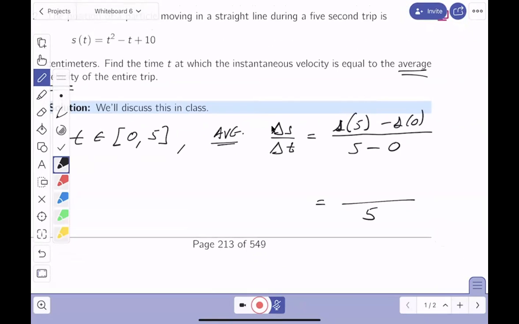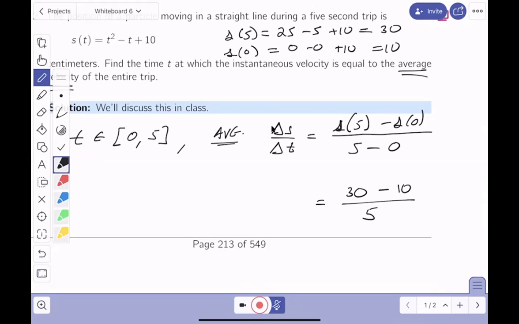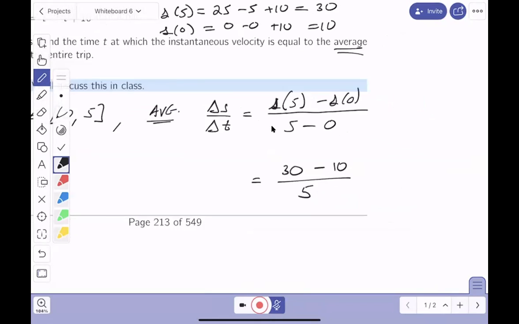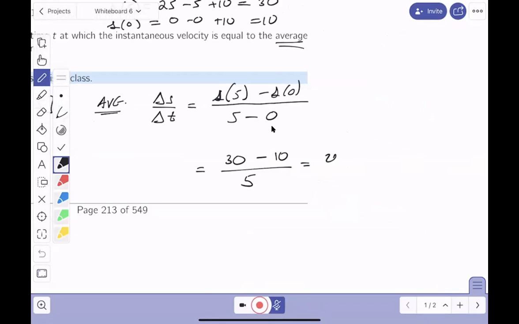So let me write this down for you. What's s of 5? What's going to be 25 minus 5 plus 10, which can be 20 plus 10, which is 30. I'll write that down here. Minus s of 0. Let's write that down. What's s of 0? Well, it's going to be 0 minus 0 plus 10, which is 10. So what do you get over there? 30 minus 10 is 20 over 5, so 4.